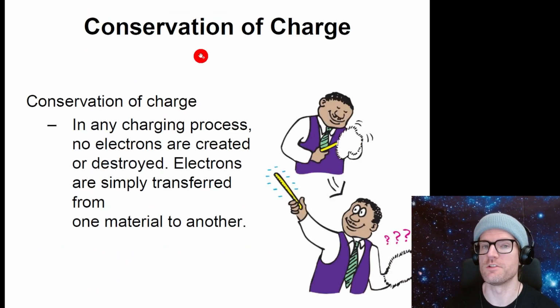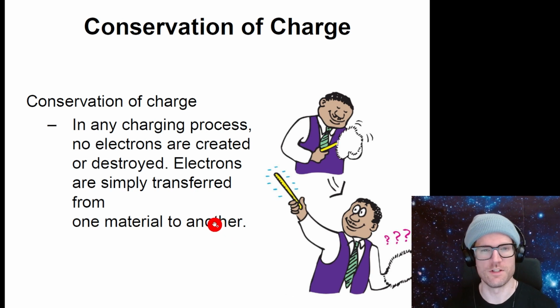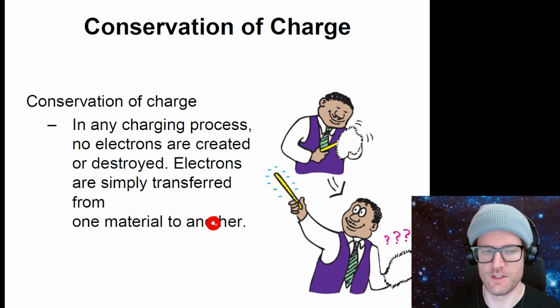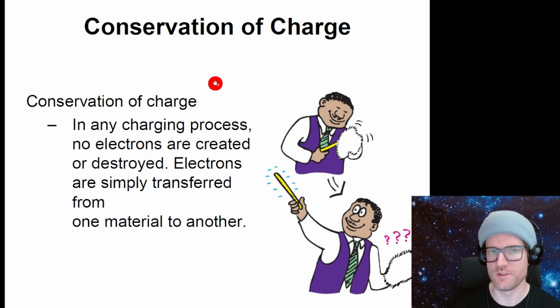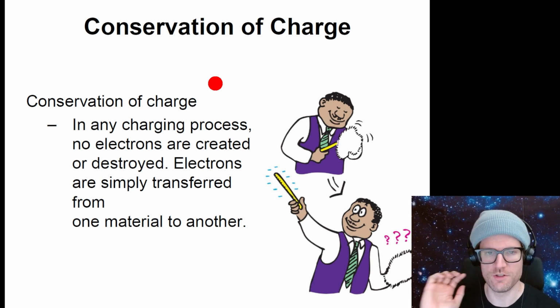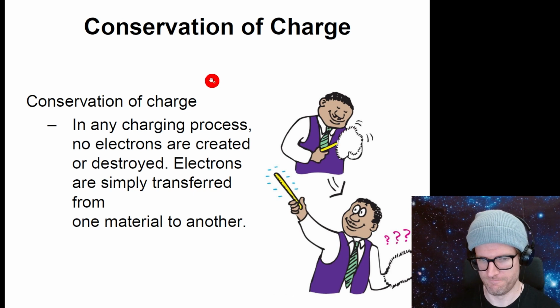Okay, there's the idea of conservation of charge. Let's just read this here. In any charging process, no electrons are created or destroyed. Electrons are simply transferred from one material to another. So this is similar to conservation of energy, except in this case it's charge. Okay, and since electrons are the primary movers in nature of electricity and charge, we can talk about electrons being the thing that transfers charge around, so no electrons are created or destroyed.